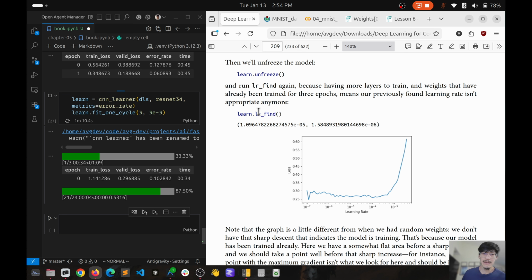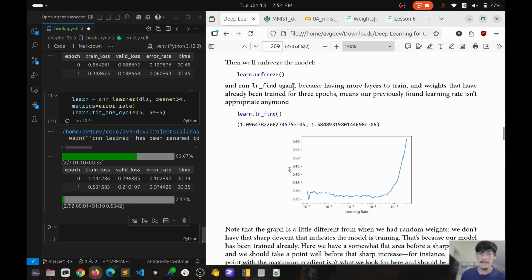So we'll unfreeze the model and then run LR find again, because having more layers to train and weights that have already been trained for 3 epochs means our previously found learning rate isn't appropriate anymore. I see. So LR.find.